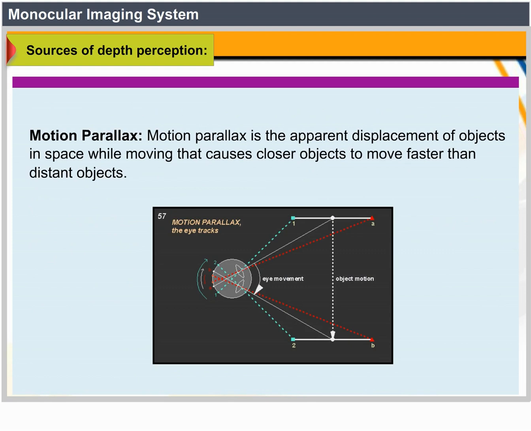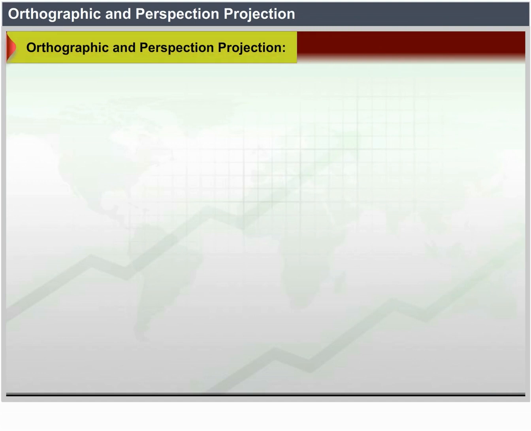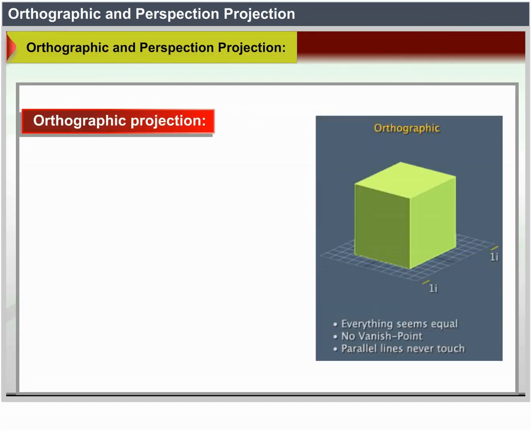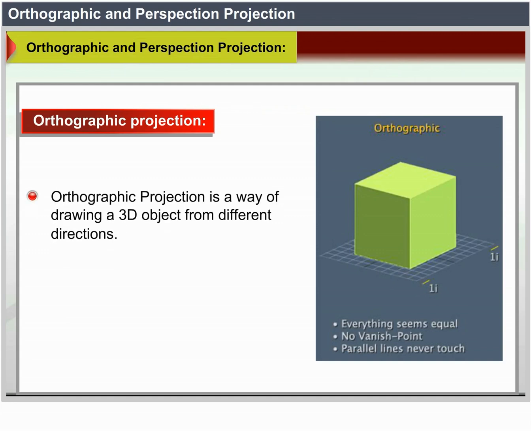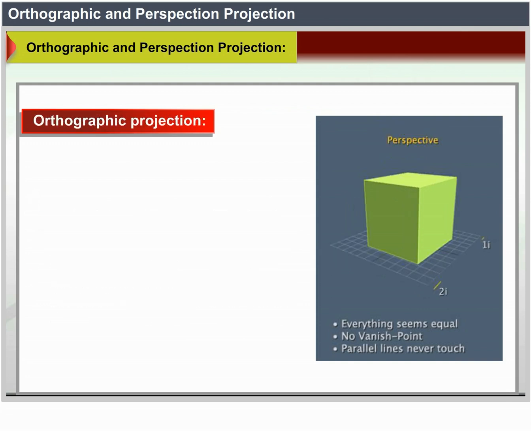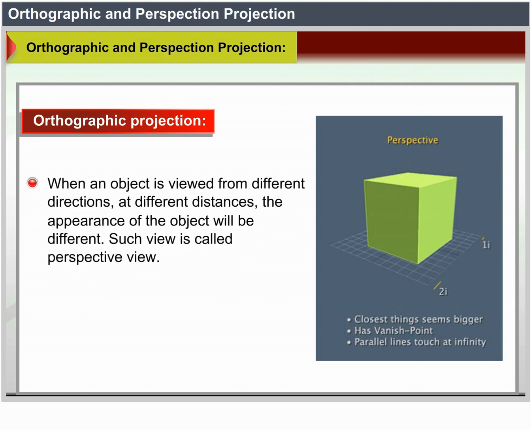Orthographic and perspective projection. Orthographic projection. Orthographic projection is a way of drawing a 3D object from different directions. Usually a front, side, and plan view are drawn so that a person looking at the drawing can see all the important sides. Perspective projection. When an object is viewed from different directions and at different distances, the appearance of the object will be different. Such a view is called perspective view. It is very important for commercial purposes.